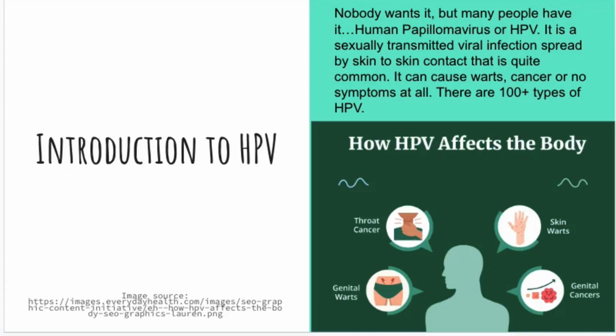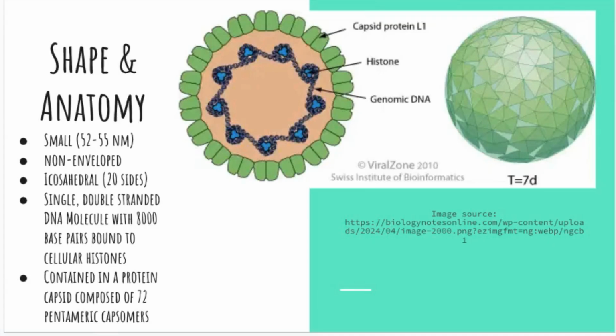There are 100 plus types of HPV. I found a lot of variation, somewhere between 100 and 200 strains, depending on the source and how they categorize them. It affects the body, as you see in the picture, with the different cancers and warts on the body.